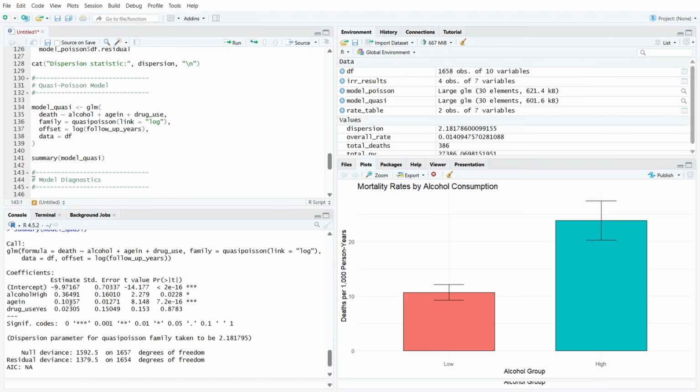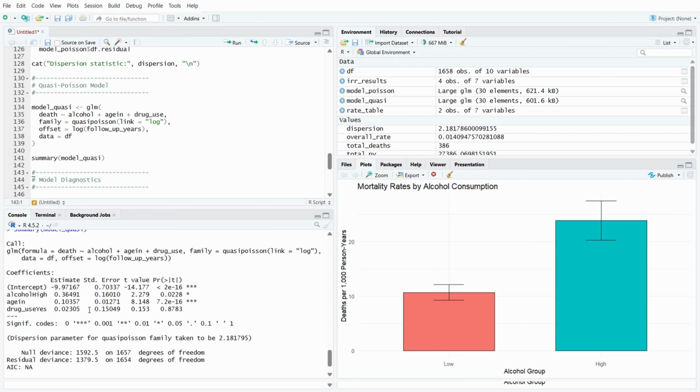Next, age at entry. Again, the coefficient is unchanged at about 0.104, but the standard error increases. Even so, the effect remains highly significant with a very small p-value. So age continues to be a strong and robust predictor of mortality, even after correcting for overdispersion. Finally, drug use.